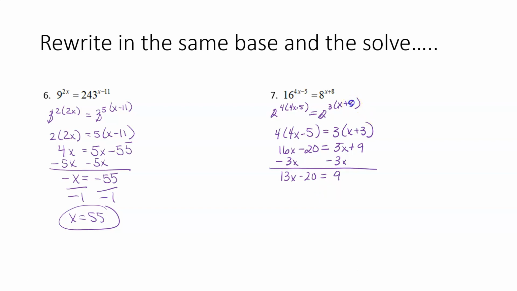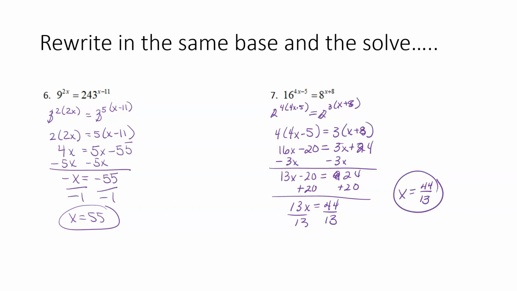Oh, this is an 8. Sorry, thought something was weird. This is 24. There we go. So now I'm going to add 20. So I have 13x equals 44. And I'm going to divide by 13. So x is 44 thirds.